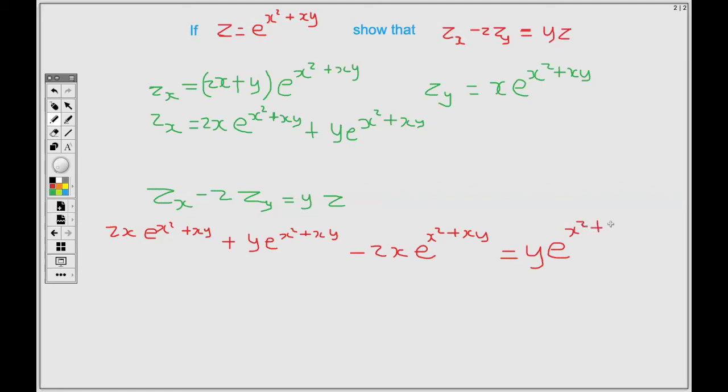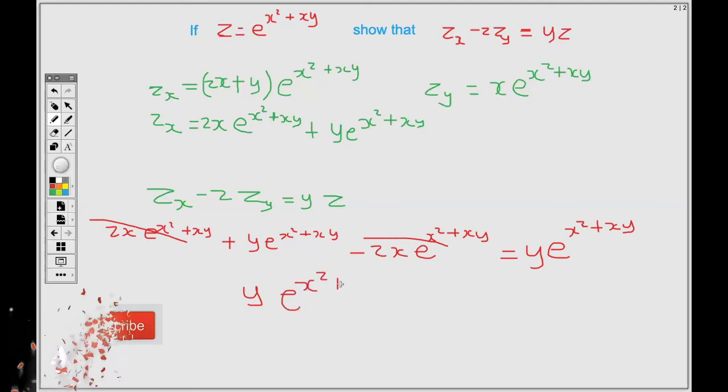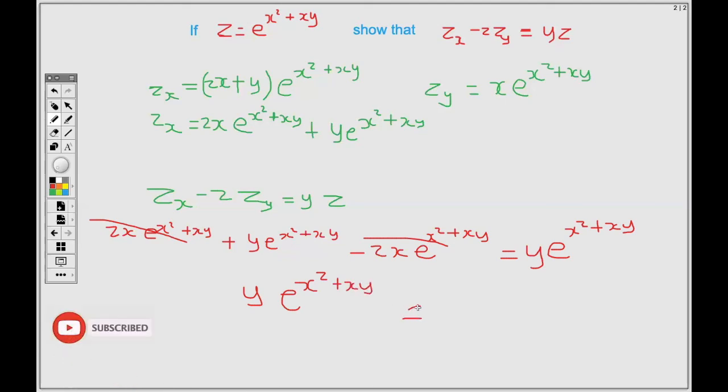Now, if you realize, we have this minus 2x times the exponential that can cancel the positive 2x times the exponential. So we already have the answer where these are equal. So we have y e to the x squared plus xy on the left hand side. And on the right hand side, we also have the same thing, which is y e to the x squared plus xy. And as you can see, it's the same thing. So we have proven that the left side is the same as the right side. So therefore, proven.